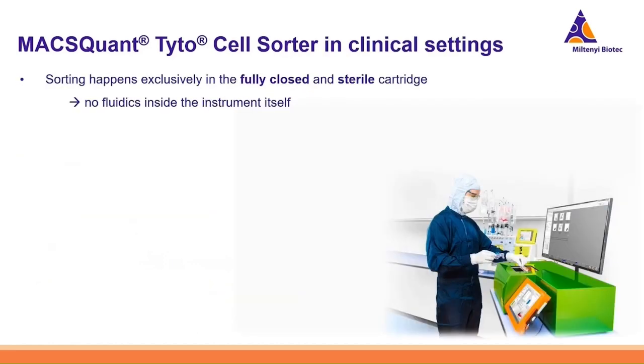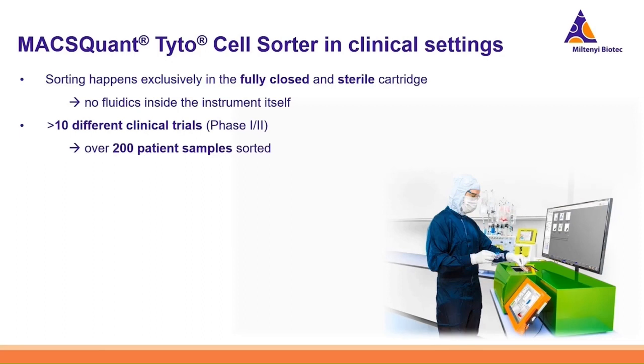So the Max Quantito cell sorter is fully closed and sterile. There are no fluidics inside of the instrument itself. Currently, it is being used in more than 10 different clinical trials in phase 1 or also phase 2. And until now, over 200 patient samples have been sorted.